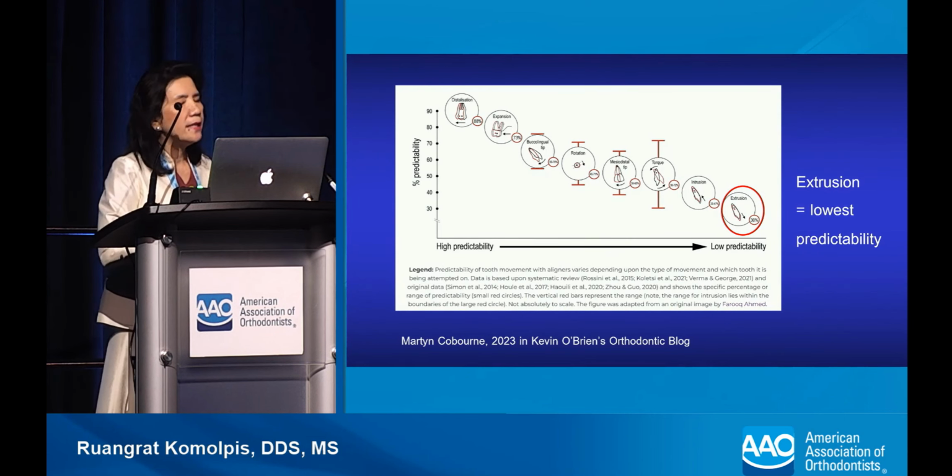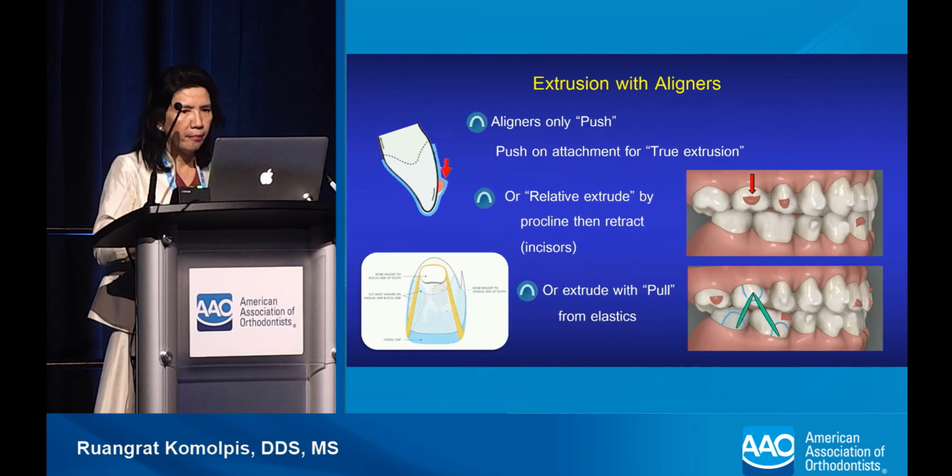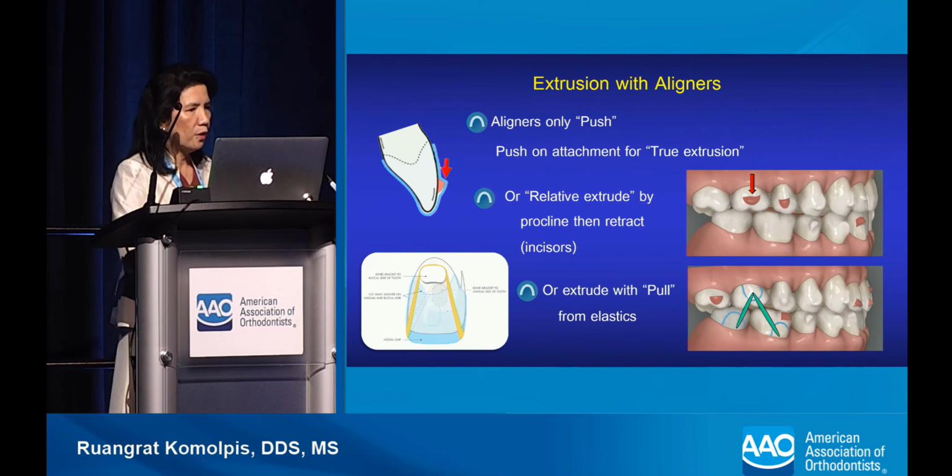Reviews on predictability of movement with aligners have shown that extrusion with aligners has the lowest predictability. So to extrude with aligner, we need to push on attachment. Or we can do relative extrusion during retraction. Or we can use extrusion with pull force from the elastic. So to extrude with aligners, we need to use one of these 3 modalities.